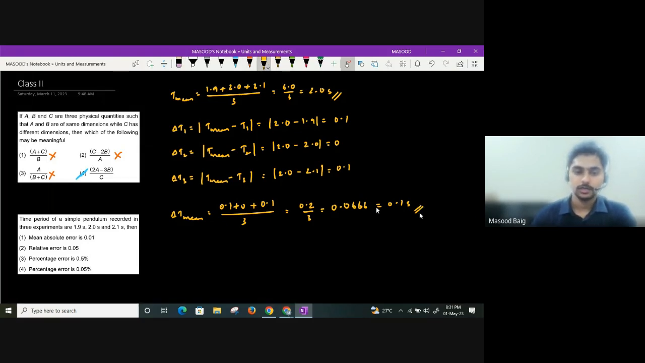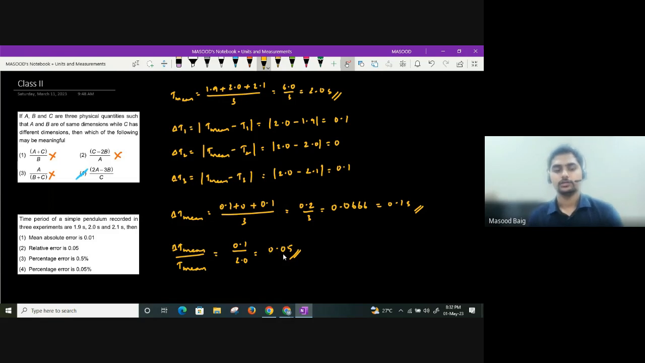Yes or no? Right. Then they are asking about relative error. What is relative error? It is the mean absolute error divided by the mean value. So 0.1 divided by 2 gives 0.05. Relative error will not have any units, guys, nor any dimension. 0.05 will be the relative error. Now, what is percentage error? It is the relative error into 100. So 0.05 into 100, you will get 5%.